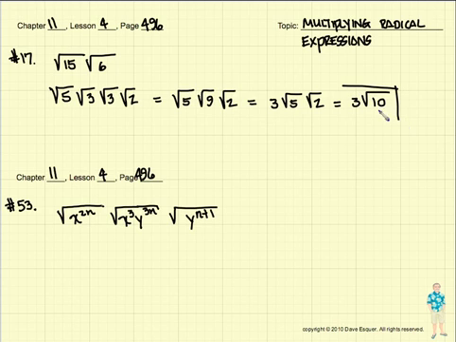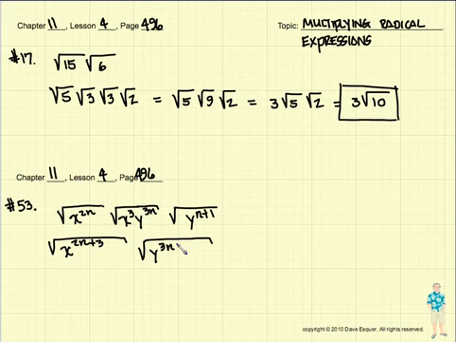Let's try something like number 53. Number 53, we have the square root of x to the 2n, the square root of x cubed, y to the 3n, and the square root of y to the n plus 1. So what we could do, just for organization, is combine the x's, so we have 2n plus 3. We could combine the y's, and we have y to the 3n plus n plus 1.